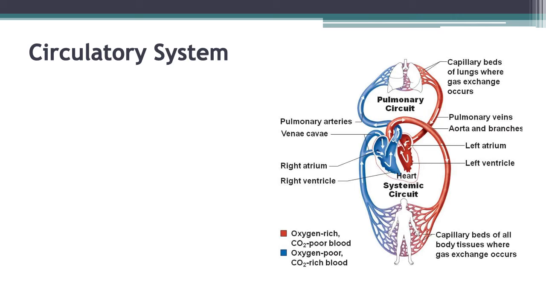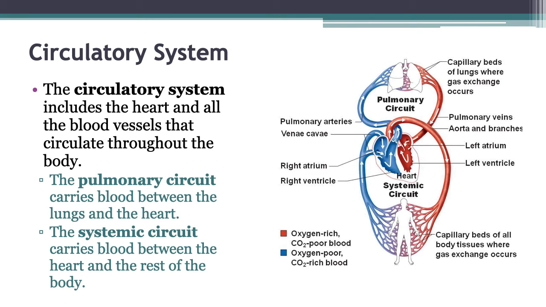So this is the second half of the circulatory system, and we're going to talk about the actual system itself and what happens. So the circulatory system includes the heart and the blood vessels that circulate through the body. The pulmonary circuit carries the blood between the heart and the lungs, and the systemic circuit carries the blood between the heart and the rest of the body.